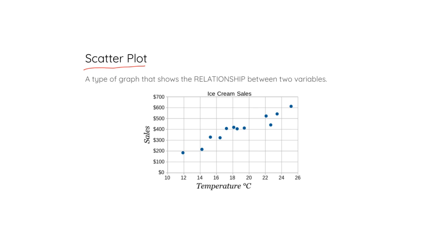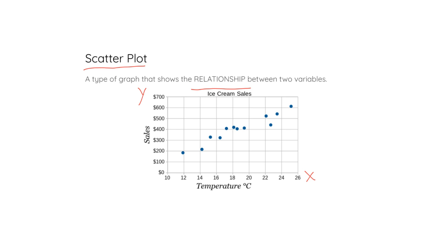Basically, a scatter plot is a type of graph that shows a relationship or a connection between two different variables. A variable in math, particularly data management, has to do with what things your graph is showing and what you have on the x-axis and the y-axis.